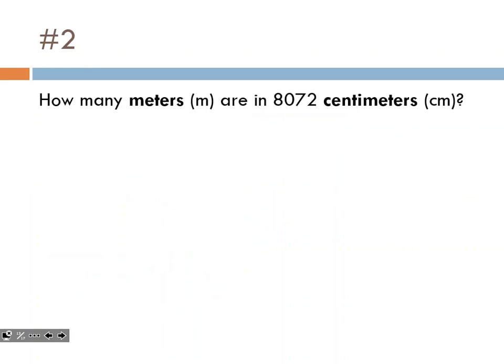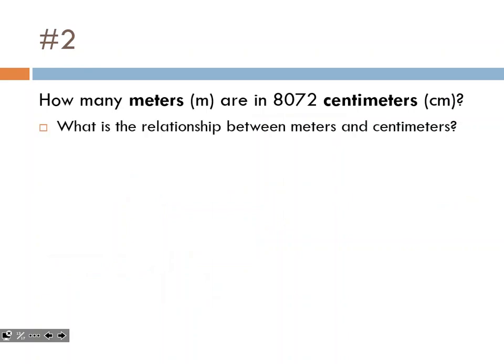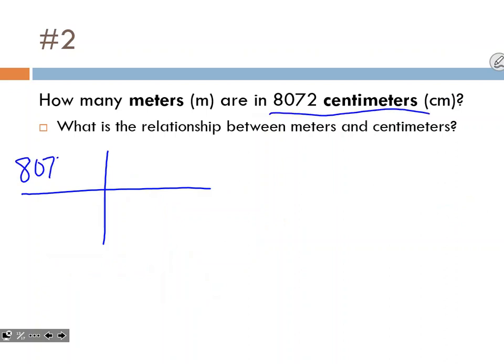All right, so try to set this one up. See what you can do. What is the relationship between meters and centimeters? All right, I'm going to set this one up because they don't do it for me here. What's going to go in the upper left corner? This 8,072 centimeters. That's going to go up here. Then I'm going to take my centimeters and I'm going to diagonal them down. And I'm going to put meters on top like so.